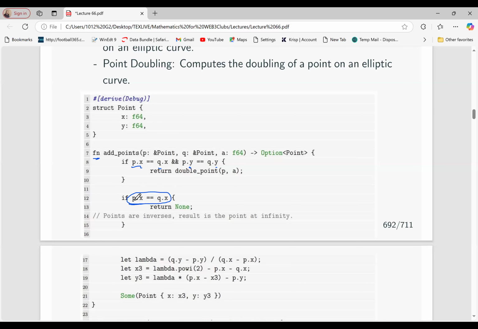If x for P and x for Q are equal, then there'll be no result at this point. This is not doing point doubling. This one is supposed to work for when the points are not the same.